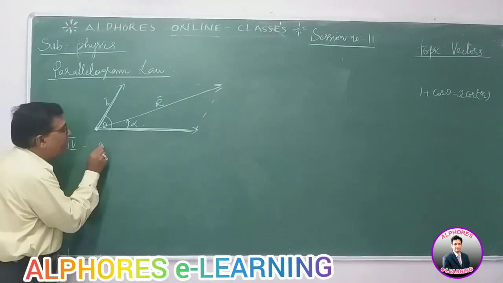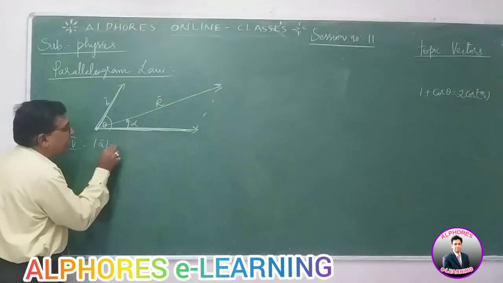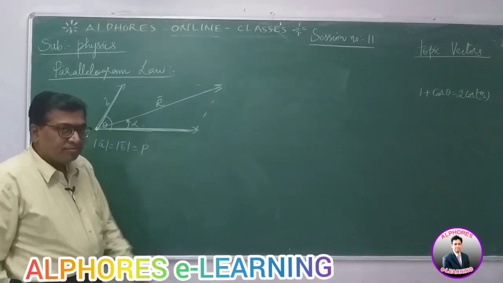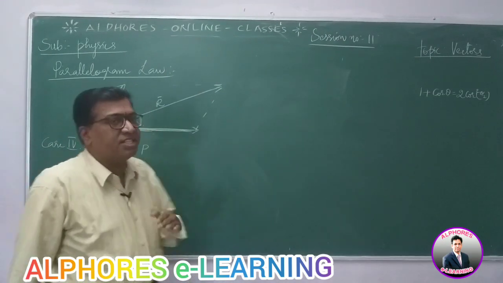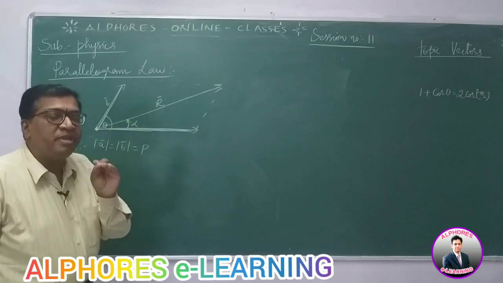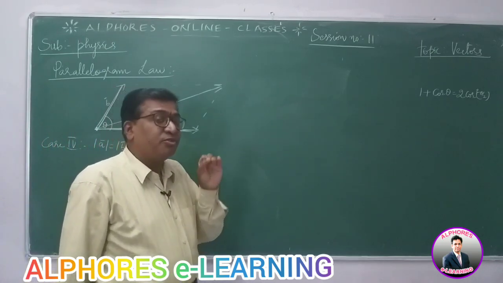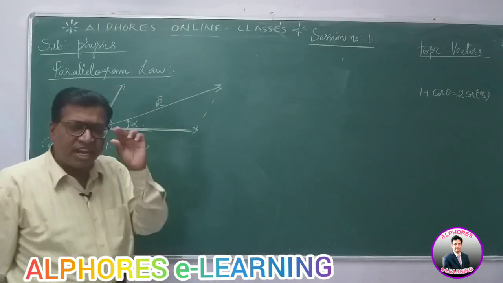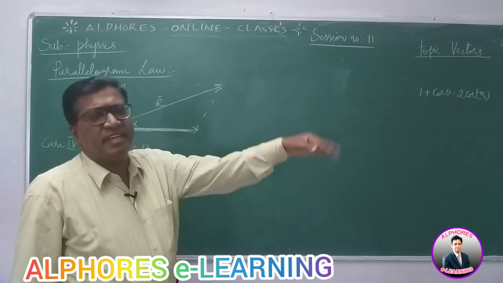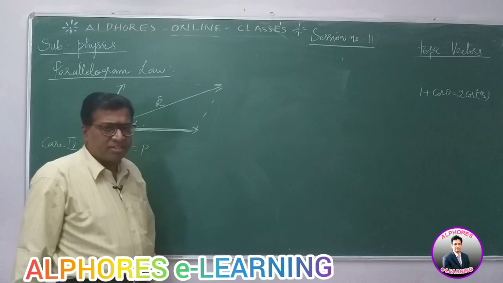If A bar and B bar are such that they are of same magnitude P, then what would be the resultant magnitude? For this, we will derive a standard formula which you have to remember, which will be helpful for you in many of the cases in coming chapters.